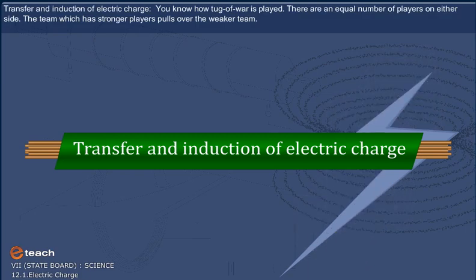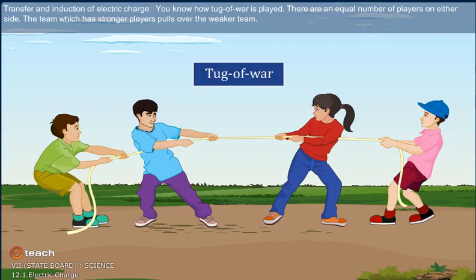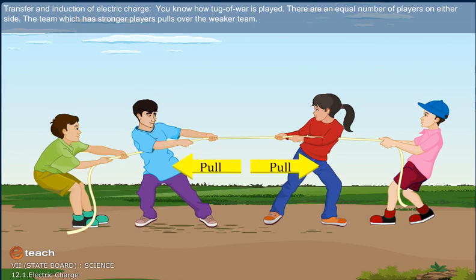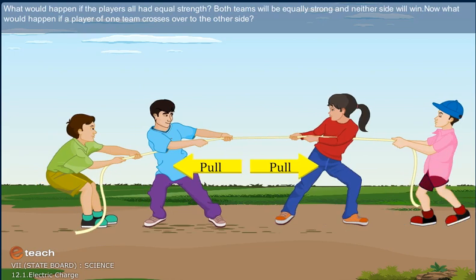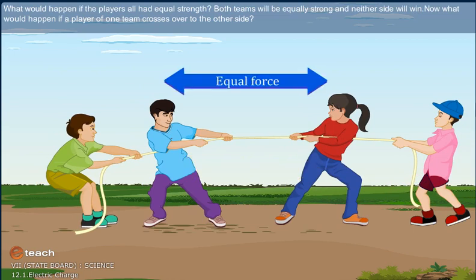Transfer and induction of electric charge. You know how tug-of-war is played. There are an equal number of players on either side. The team which has stronger players pulls over the weaker team. What would happen if the players all had equal strength? Both teams will be equally strong and neither side will win. Now what would happen if a player of one team crosses over to the other side?